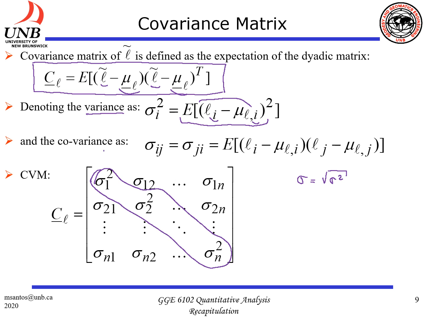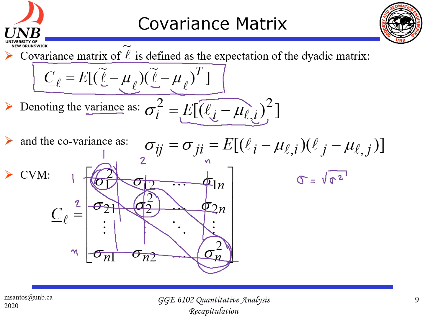So we can think of these as if we put numbers here: this is the first column, the second column, the nth column. Now this is the first row, the second row, and the nth row. So the element 1,1 is a variance. Element 2,2 is a variance. The element n,n is a variance.